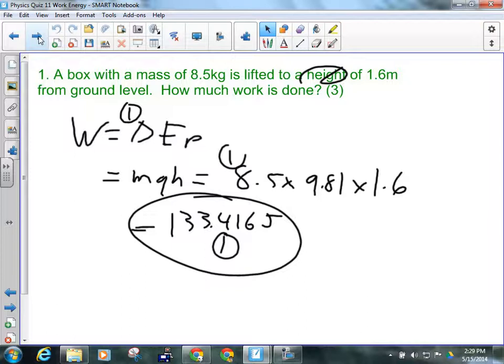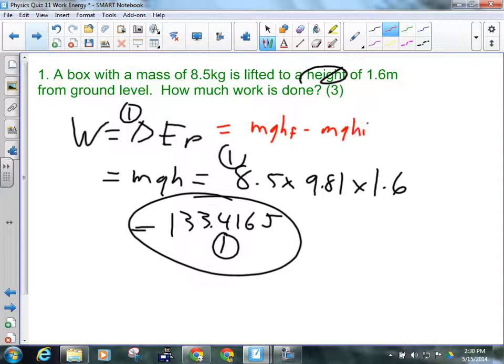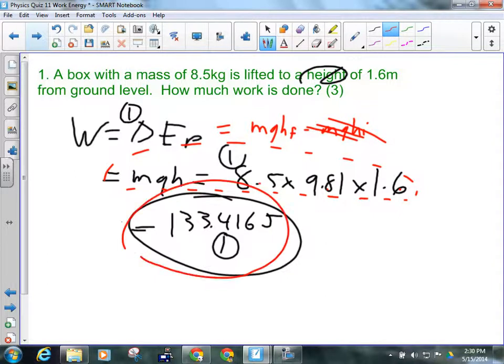And then, since it was at ground level at the beginning, what's the initial potential energy? 0. So that's why I can just write m times g times h. Theoretically, what I should write is m times g times h f minus m times g times h i. But since this is 0 anyway, there's not really any point. Plug in my numbers. So here's their second mark. 8.5 kilograms times 9.81 times 1.6 meters gives us 133.416 joules of work.